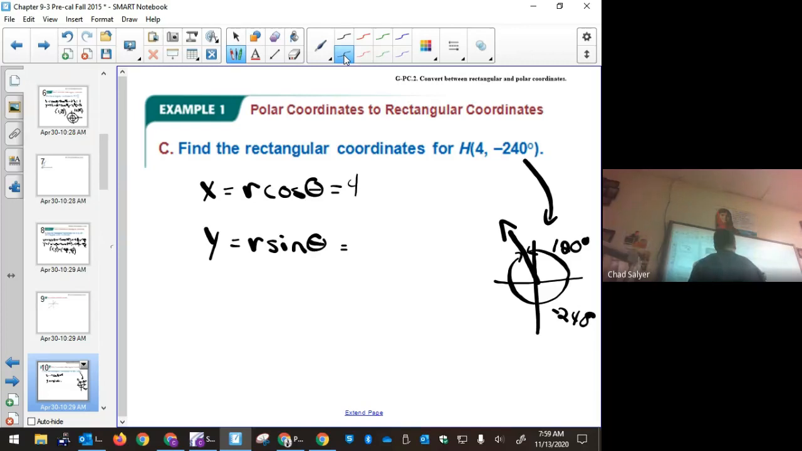So this is 4 times the cosine. And I'm going to leave this at negative 240 degrees, but we know that it's also just 120 or 2 pi over 3.